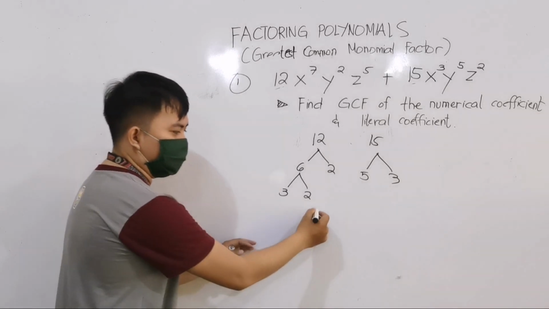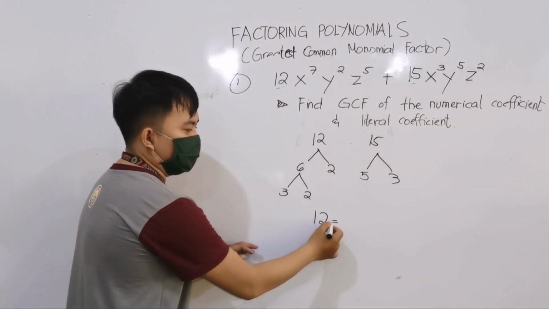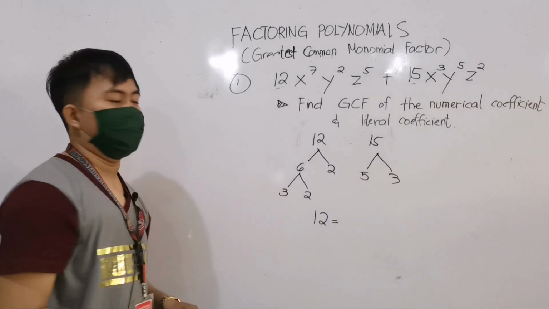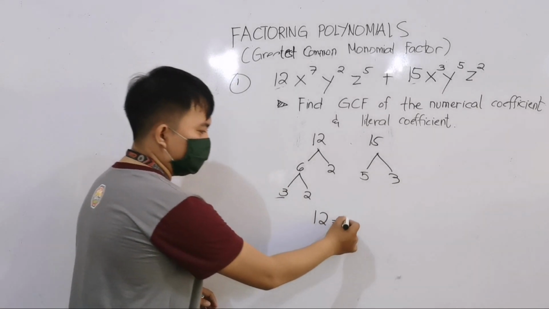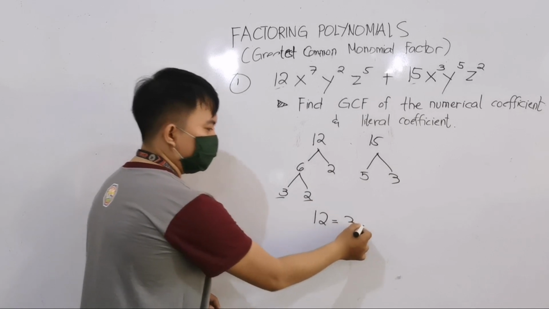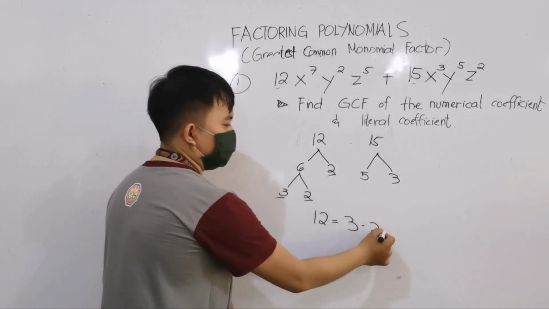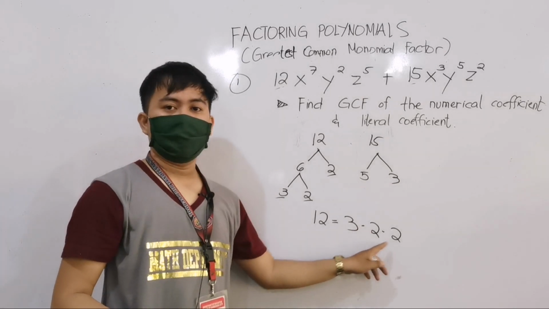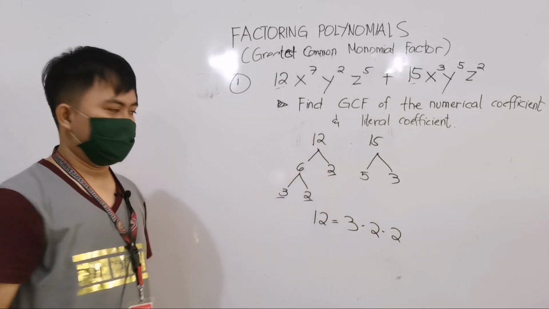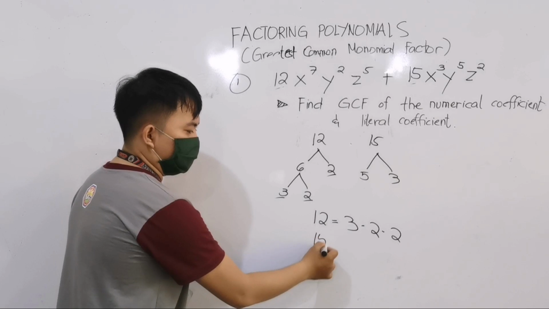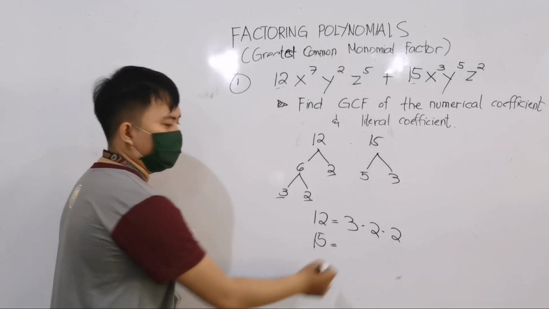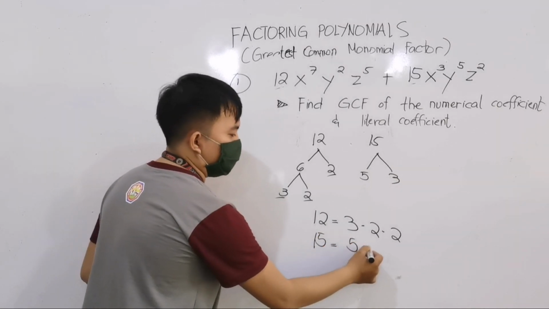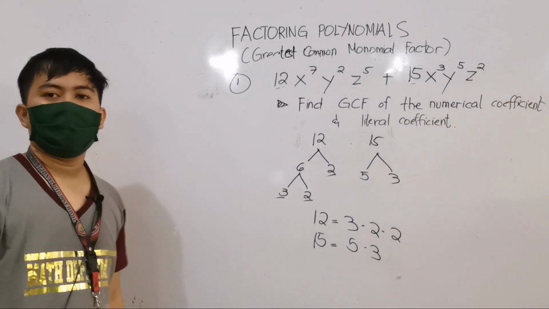Isusulat po natin lahat ng factors, lahat ng numbers yung sa pinakababa nila. We have 3 times 2 times 2. And correct naman po, di ba? 3 times 2 is 6, times 2 is 12. 15 is equal to 5 times 3.